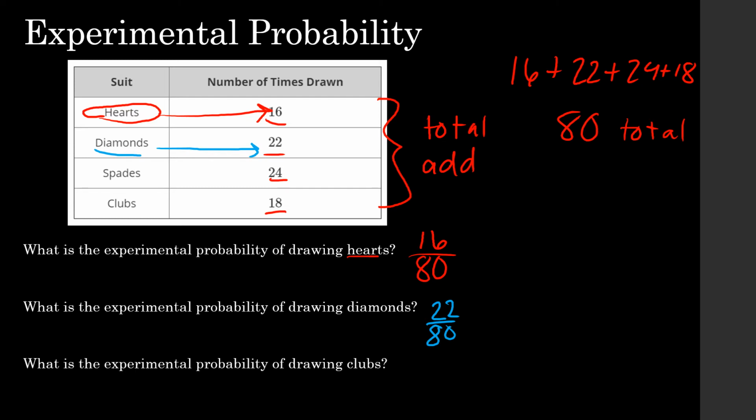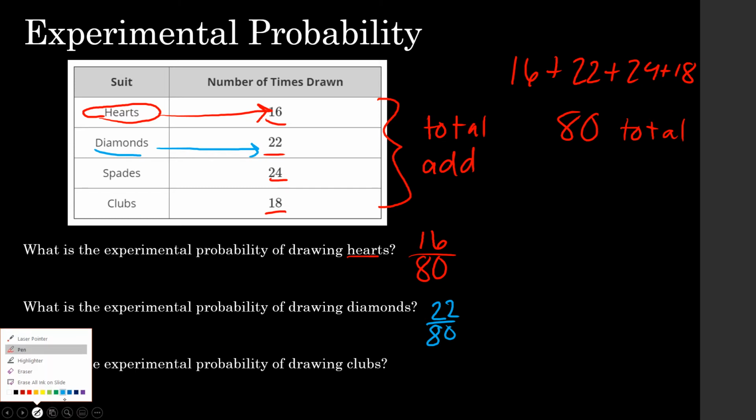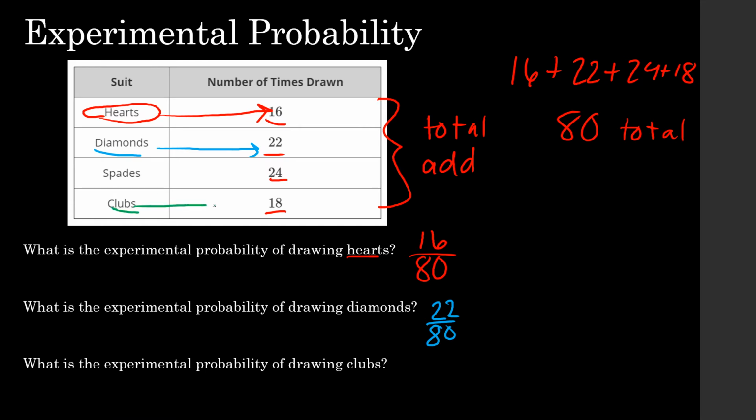You do not always have to simplify with probability, which is what is nice. And last question, what is the probability of drawing clubs? So here I have clubs. I drew that 18 out of 80 total trials.